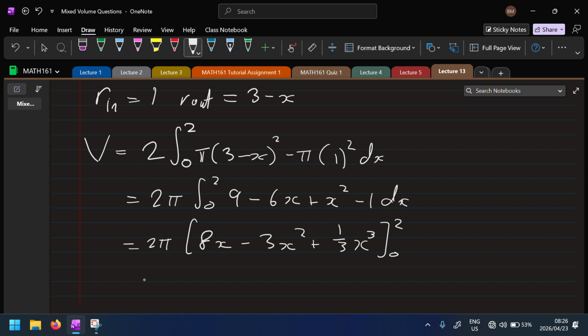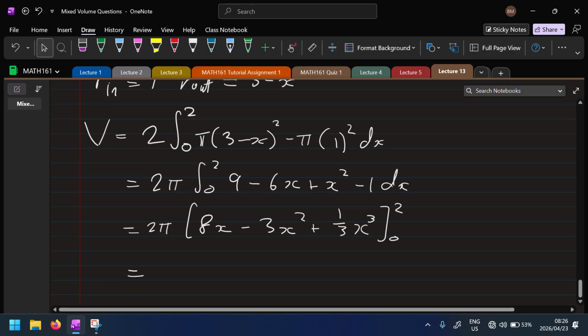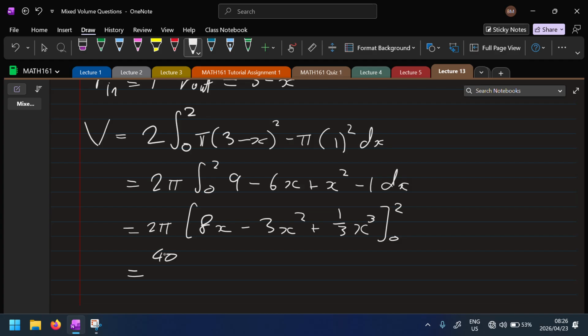Zero to 2. If we put in 0, we just get 0. So let's substitute the top. What do we get? 40/3 pi. Okay, everyone else agree? Okay, so we get that.